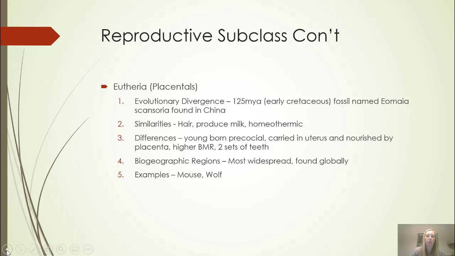The marsupials do have a rudimentary placenta, but this is a true placenta that is birthed with the young. The young are birthed developed. There's no pouch where they need to be further developed. Some other differences with the placentals, they have the highest BMR, basal metabolic rate, and body temperature of the three types. They also have two sets of teeth.